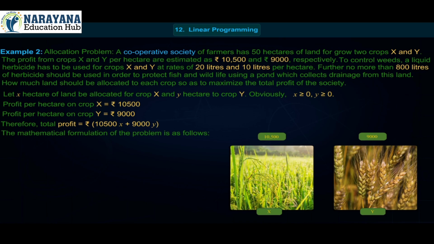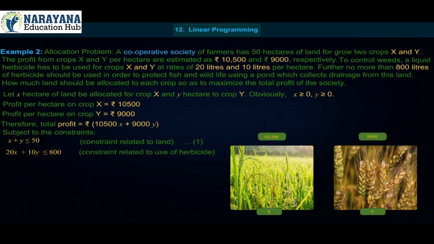The mathematical formulation of the problem is as follows. Maximize Z equal to 10,500x plus 9,000y, subject to the constraints x plus y less than or equal to 50, constraint related to land, equation 1. 20x plus 10y less than or equal to 800, constraint related to use of herbicide, that is 2x plus y less than or equal to 80, equation 2. x greater than or equal to 0, y greater than or equal to 0.